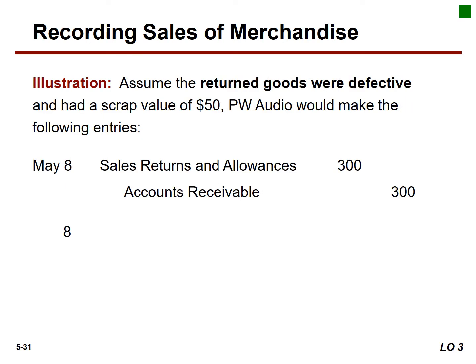If the reason for the return was that the merchandise was defective, PW Audio Supply is going to record that back into their inventory at the value of the inventory. So if it was $50, then we're going to debit inventory for the $50 and credit cost of goods sold for the $50.